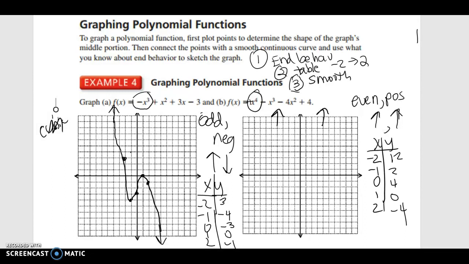So I've pulled up my table of values. At -2, I'm at +12, which goes off the graph, so I'm going to skip that one. -1, +2. 0, I'm at 4. Then I have 1, 0, and 2, -4. Start at the left arrow. Continue to the first dot. Go to the next dot. Make sure you connect the dots from left to right. And that's it.